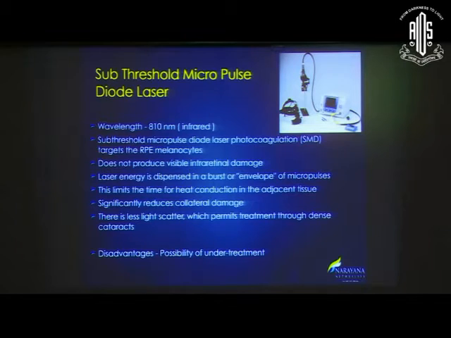So we have something called a sub-threshold micropulse diode laser as well. Here the wavelength is 810. It is sub-threshold and targets only the RPE melanocytes. It does not produce visible intraretinal burns or damage as well. Laser energy is dispensed in a burst or an envelope of micropulses, so it limits the time for heat conduction in the adjacent tissue, thereby reducing the collateral damage here. There is less light scatter, which permits treatment through even dense cataracts. The disadvantage here is that because you cannot see the burn or the spot, you may actually be under-treating the patient.